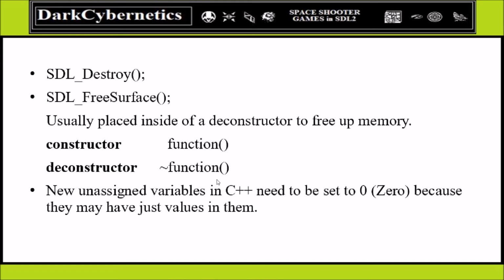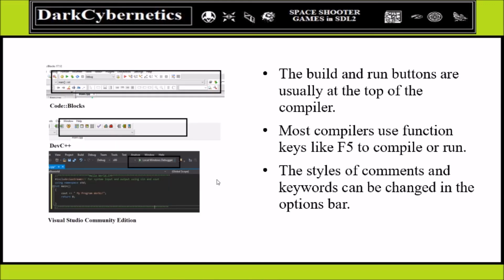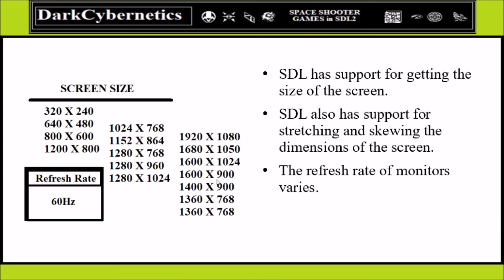And if we are new to C++ programming, new variables that are unassigned need to be set to 0, because a lot of times they have junk values in them, just from memory. And the build and run buttons are different inside of the 3 compilers. If you're using the Code::Blocks compiler, the build button is at the top. It's usually always in the same spot, and a lot of times it's just F5 to press to work.